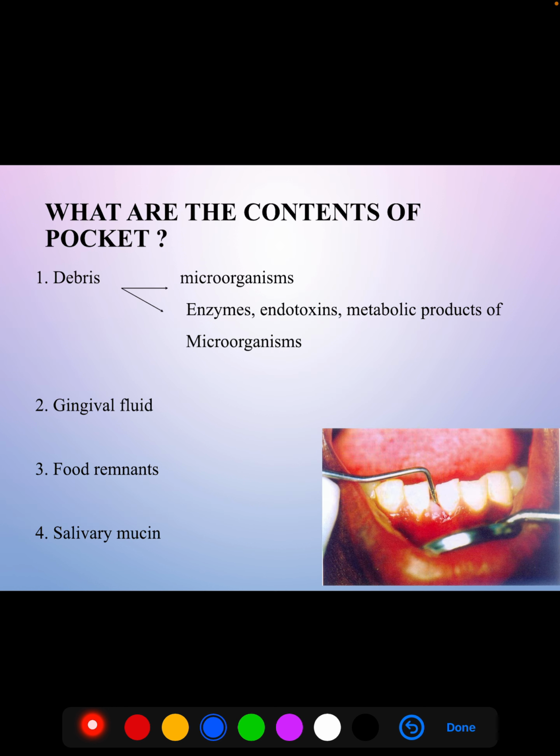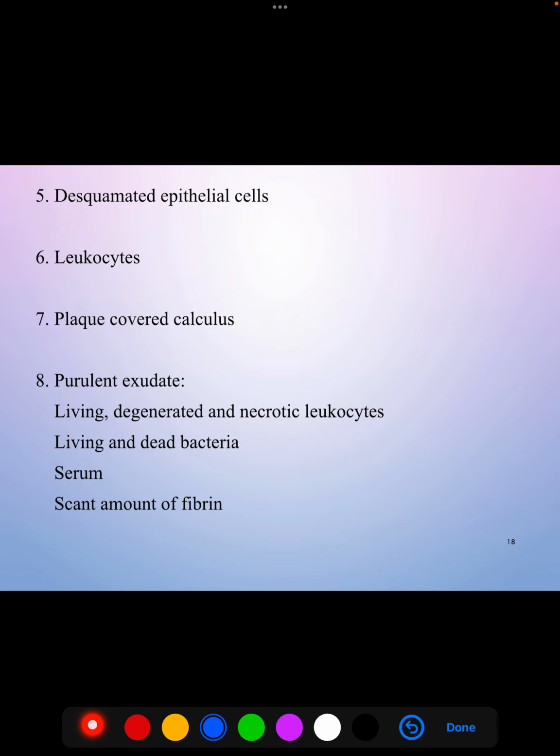Let's see what are the contents of a pocket. There will be debris, remnants of food, GCF or gingival crevicular fluid, salivary mucin, microorganisms, enzymes, endotoxins and metabolic products of the microorganisms. There will be desquamated epithelial cells, leukocytes or WBCs, plaque-covered calculus. Then the purulent exudate will contain living, degenerated and necrotic WBCs, living and dead bacteria, serum and a few amounts of fibrin.